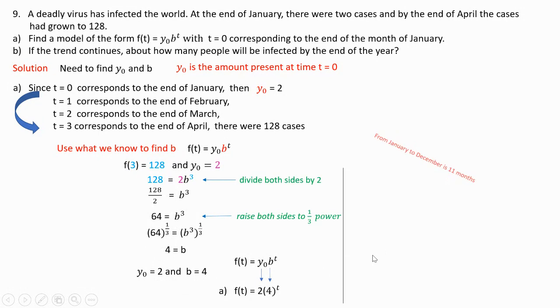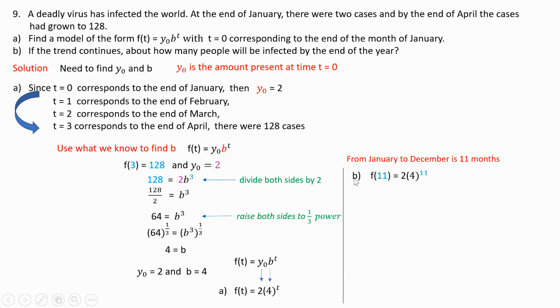Now for part B, it's saying if the trend continues, which means if there's no intervention. But all over the world when the coronavirus struck, there was always intervention, right? There was masks, there was quarantine and all that stuff. But let's pretend that there was no intervention. So if nothing was done, let's see how many cases there will be by the end of the year.